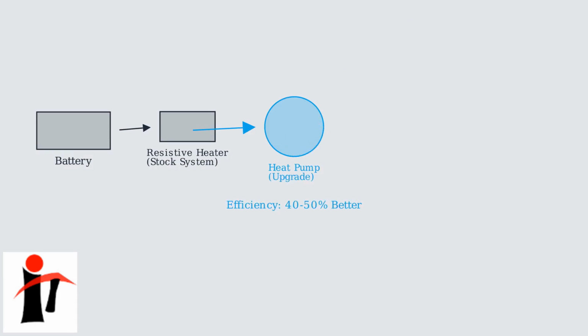For owners of 2018 Tesla Model 3 vehicles looking to improve heating efficiency, aftermarket heat pump retrofits provide a compelling solution. These upgrades replace the stock resistive heating system with more efficient heat pump technology, which can deliver 40 to 50% better efficiency compared to the original setup. Companies like Evolve and Zelectric Motors offer retrofit kits specifically designed for the Model 3.